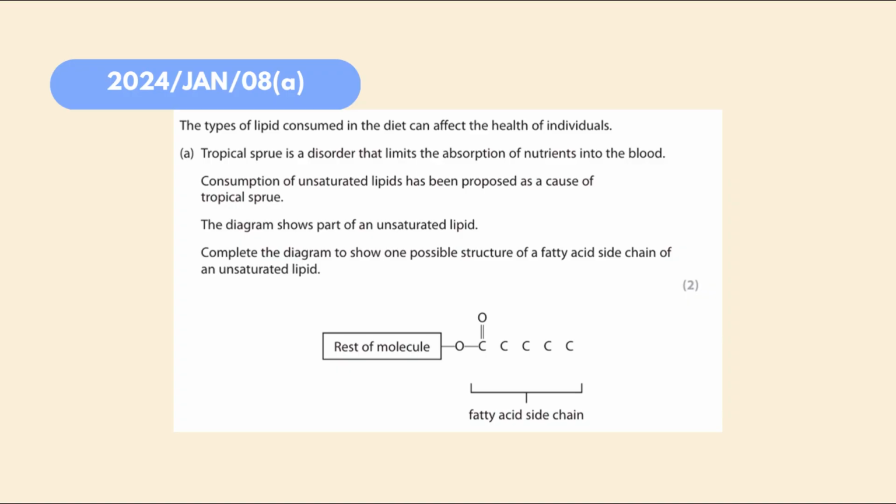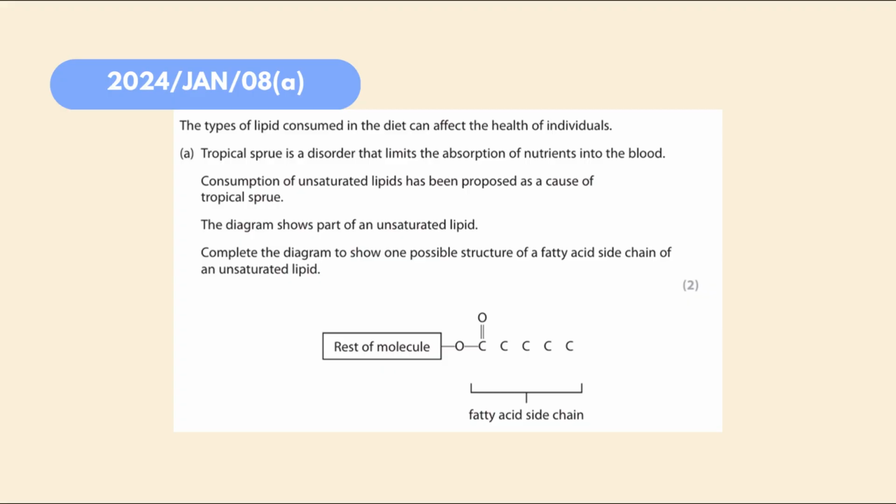Here you are given a small piece of information, and finally the diagram shows a part of an unsaturated lipid. Keep in mind that when they talk about an unsaturated lipid, it usually refers to the fatty acid chain, which is the tail part. And this fatty acid chain is unsaturated, meaning it contains one or more carbon-carbon double bonds. Be specific, these are carbon-carbon double bonds.